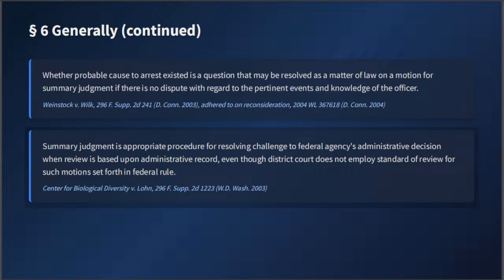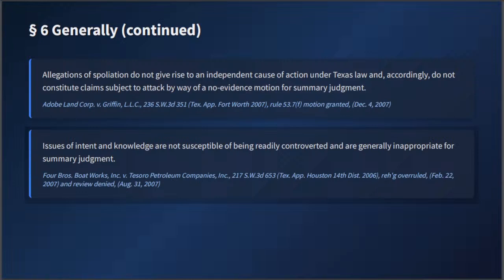But the federal rule would apply here. So there we go. That's why we went over 56 before this presentation, because you see here where there's a gap there, it's going to fill it in. So let's continue with some of these cases.